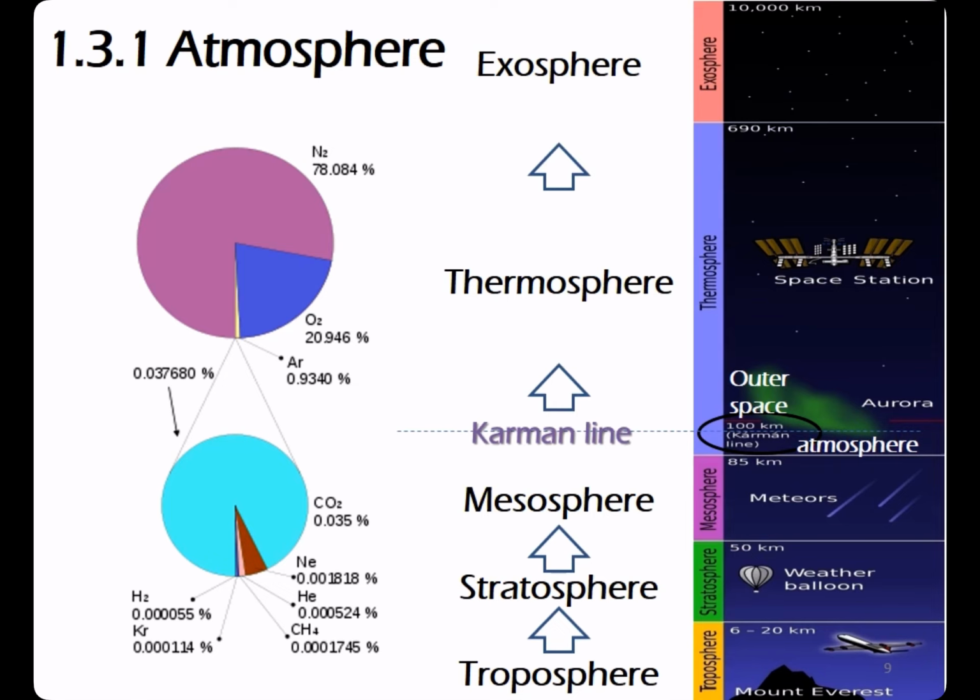The atmosphere can be further divided into several layers or stratifications. On the bottom we have troposphere, stratosphere, mesosphere, and then we enter into thermosphere or outer space. And then on the outside we have exosphere. The air in the atmosphere is mostly nitrogen, about 78%, and oxygen, about 21%, and the rest is mostly carbon dioxide.